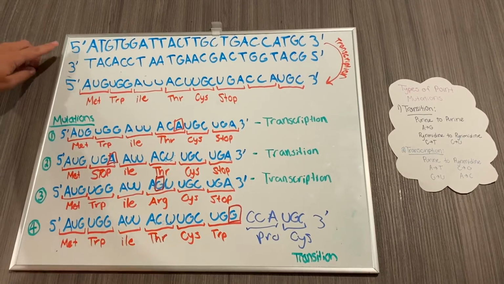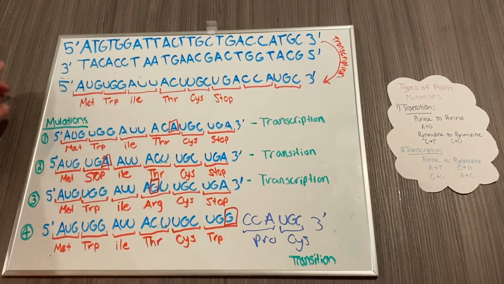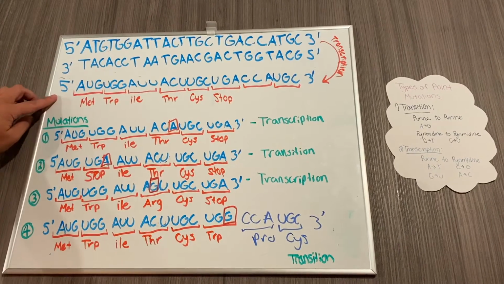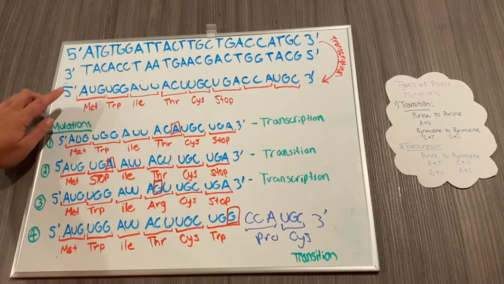So I'm going to start with my coding strand here at the top, which is simply a DNA sequence that moves in the 5' to 3' direction. I'm going to transcribe it into something RNA can read. This is simply done by replacing my thymines with uracil.